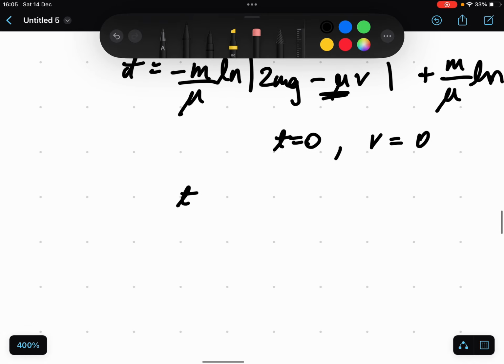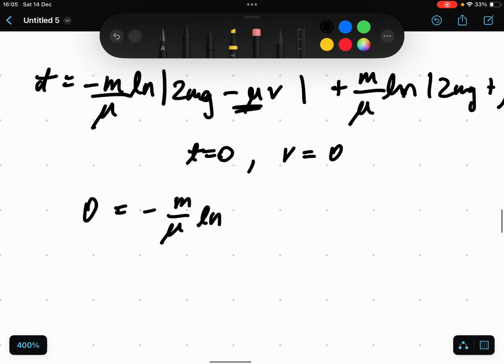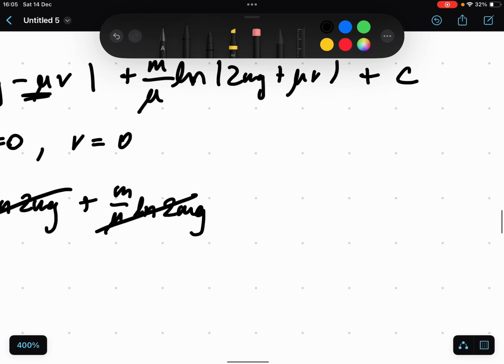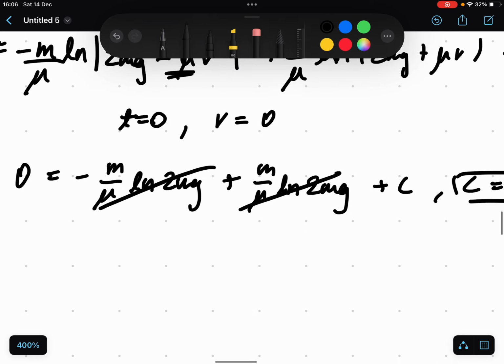So t equals 0, so put in these values. 0 equals negative m over mu ln, and then that's 0, so it's just going to be 2mg plus m over mu ln of 2mg. Oh, well, these cancel. Plus c, so you just get c equals 0. Lovely.